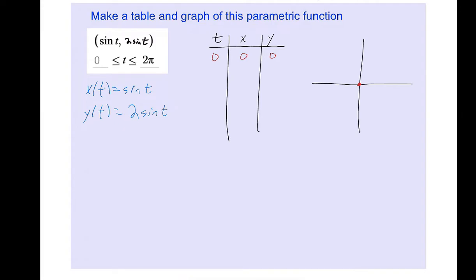Let's go to pi over 6. So after a very little amount of time has passed, the x value is the sine of pi over 6, which is 1/2. And the y value is 2 times the sine of pi over 6, which is 1. So the next point, let me just scale this a little bit so it's somewhat even, would be at 1/2, comma, 1.